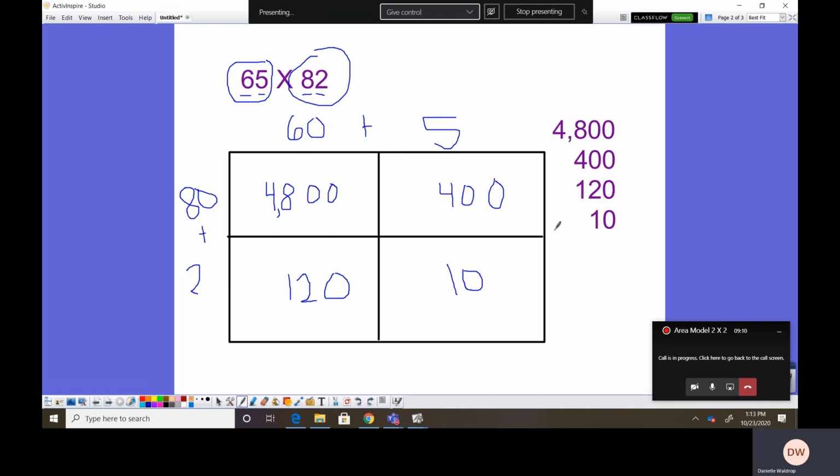Don't forget, add your plus sign. It lets you know what you're supposed to do. So we're going to add these up. Okay, I'm going to actually give you a second. You can pause the video to do your adding, and then we'll come back and check your answer.